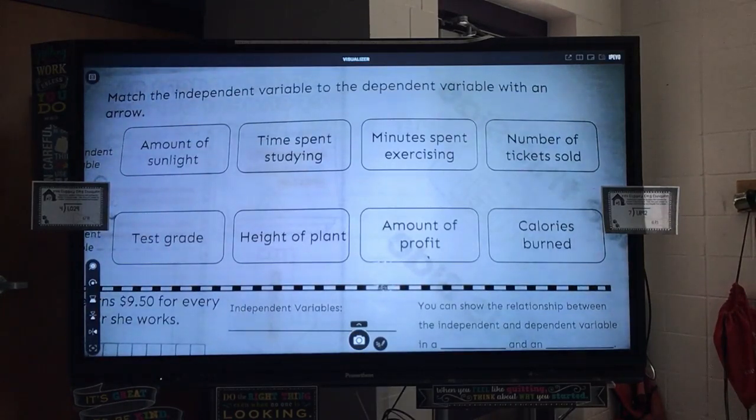So number of tickets sold is not a problem. Minutes spent. Time spent studying is test grade. Minutes spent exercising is calories burned. Are you standing up? Are you doing the bottom also? No.